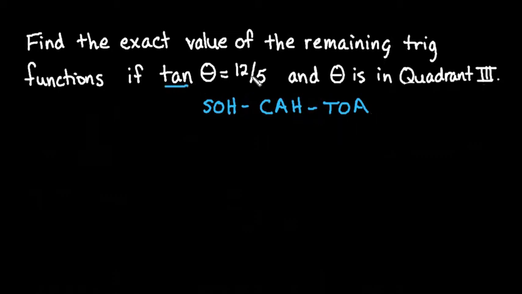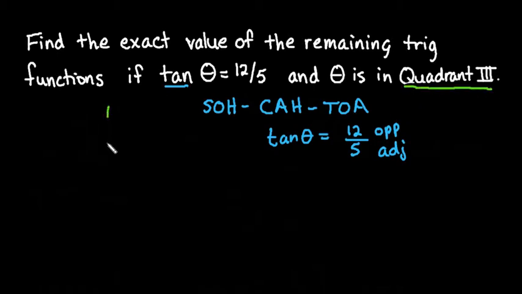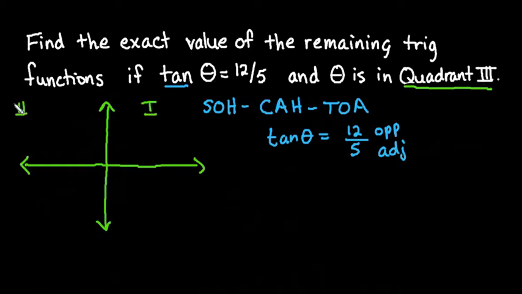Okay, so we're given tangent, which tells me that I have the opposite side over the adjacent side. The other information that they give us is that this is located in quadrant 3. So when we are drawing out our picture to help us see what signs we need, remember that this is quadrant 1, quadrant 2, quadrant 3, and quadrant 4. So you always want to figure out what quadrant you're working with, and then from there you need to look at your signs.